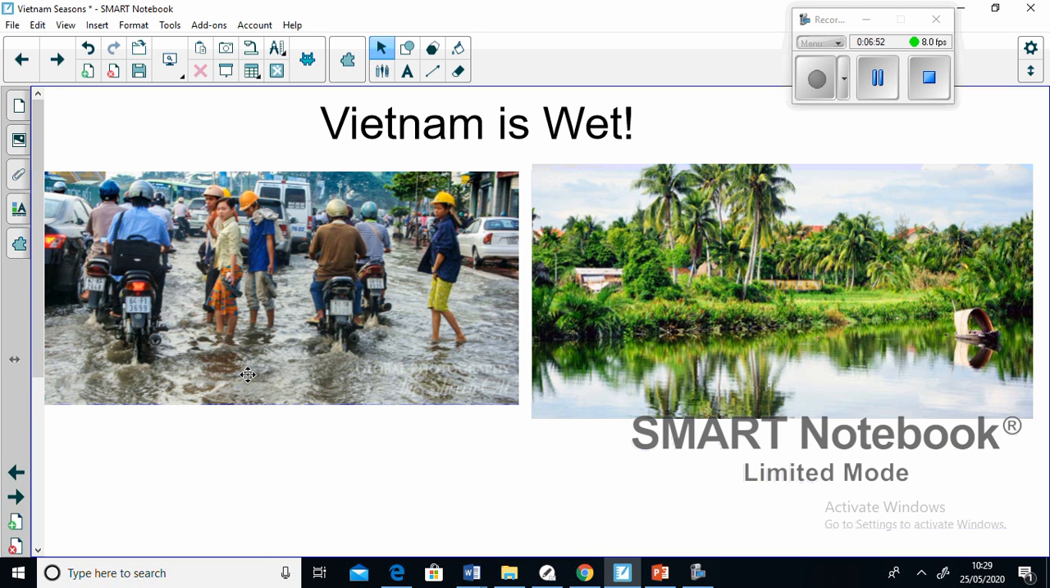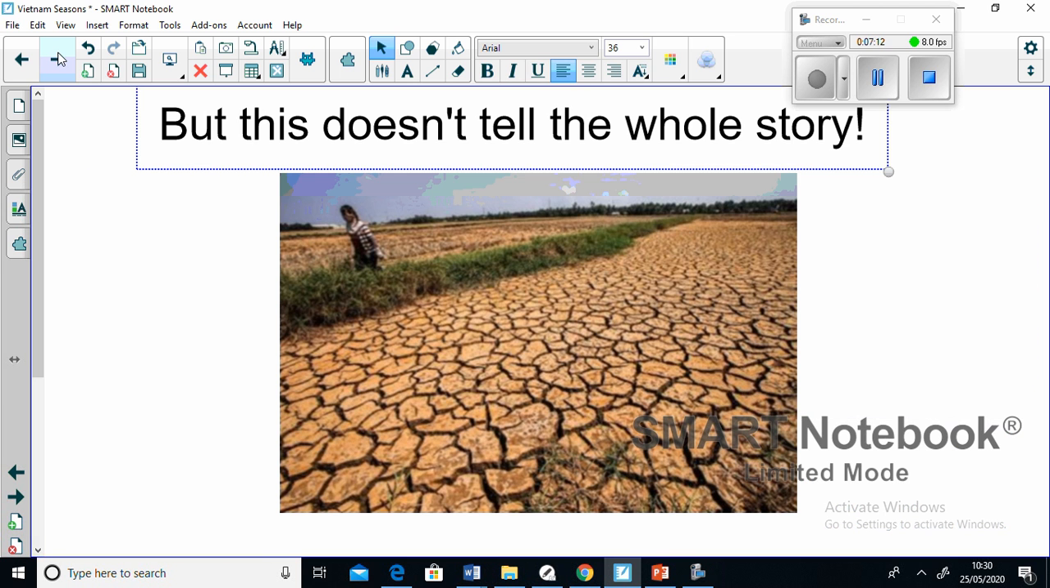So we've made two main discoveries about the climate in Vietnam. In general, the climate in Vietnam is very, very hot. This is because of its proximity, how close it is to the equator. Also, it is very, very wet. Okay, that's why we would describe it as a tropical climate. But this doesn't tell the whole story.